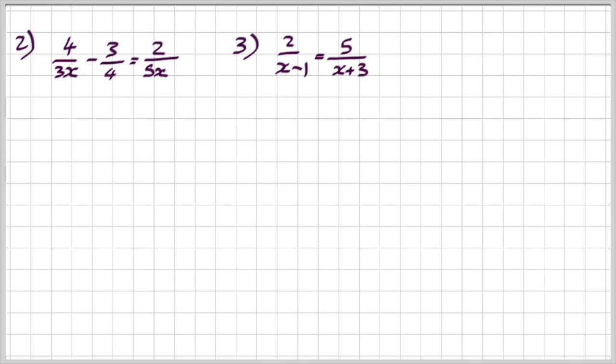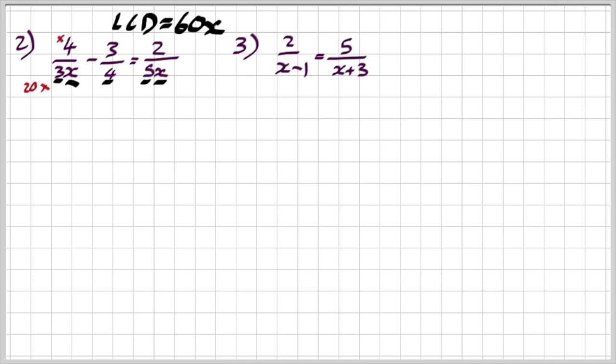At number 2, I'm first of all going to look at my LCD. 3, 4, and 5 is going to lead me towards an LCD of 20 or 60. I forgot about the 3. So 60, and it needs to have an x in it. So I'm going to try and get my denominators to be 60x. So by the 3, I'm going to times by 20.